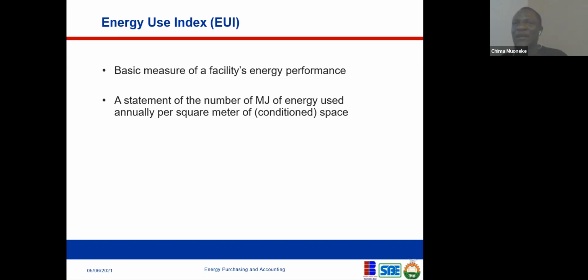So if you look at CBN, what is the square meter of the building? If you look at NNPC, what is the total square meter of the building? You now divide it by the energy that they consume, so you get energy consumption per square meter. Based on that, you can say NNPC uses more energy per square meter than CBN, or CBN uses more energy per square meter than NNPC.